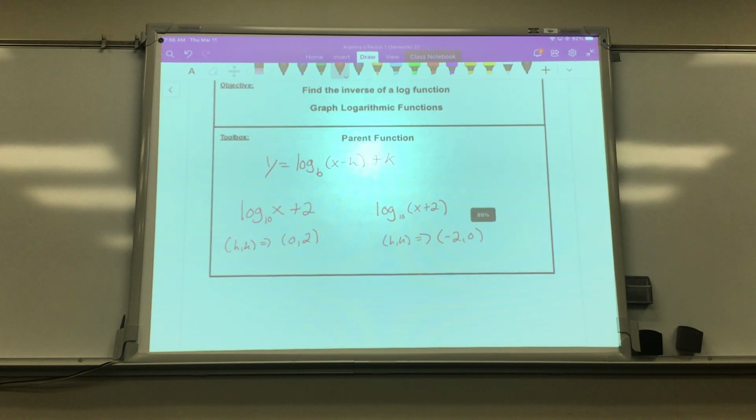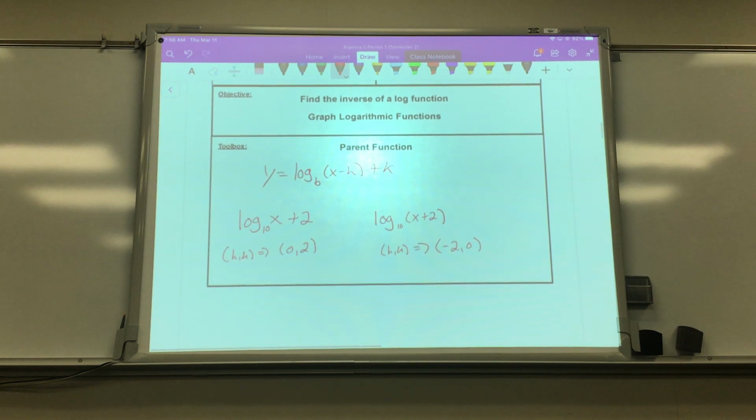Alright. And then again, parent function. These will have vertical asymptotes. It's going to look similar to those exponential growth and decay functions. It's just that you get that vertical asymptote, and it's either going to be going up and to the right, or down and to the left.